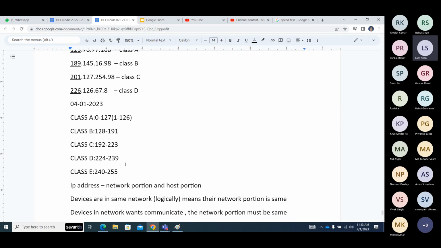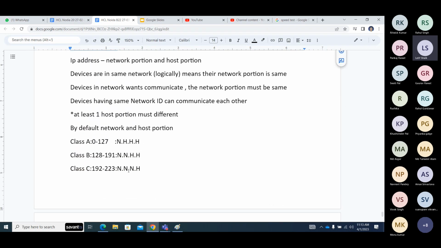These multicast addresses are used by specific types of services, like routing protocols such as RIP, EIGRP, OSPF, and deployment protocols like BOOTP. Class E is R&D, no one uses it. So we are using only three classes: Class A, Class B and Class C.